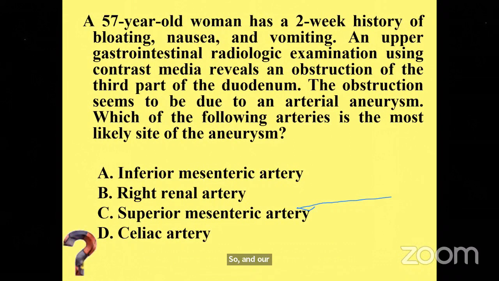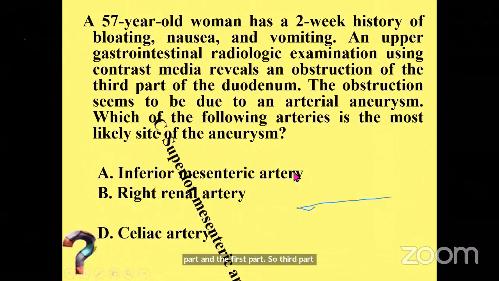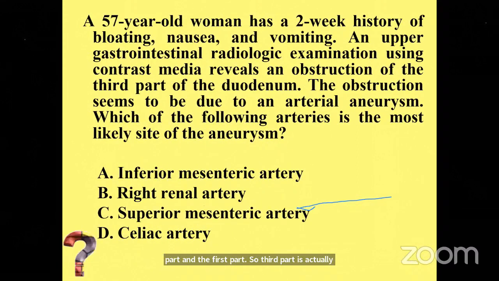That is just the question. And which of the following arteries is the most likely site of aneurysm? So you need to know which is the artery lying in close relation with the third part of duodenum. The options are inferior mesenteric artery, right renal artery, superior mesenteric artery, celiac artery. All these arteries are related to duodenum, but we have already discussed the relation of the third part and the first part. So third part is actually related to, yes, most of you were answering it, superior mesenteric artery.